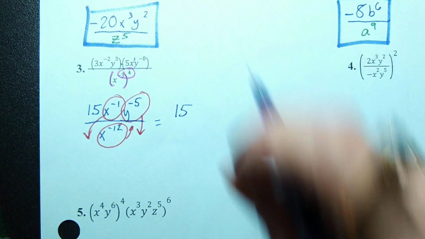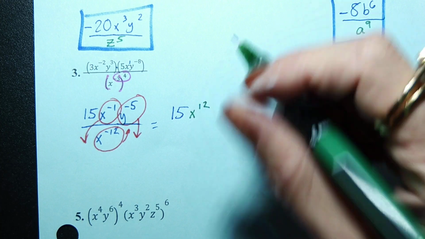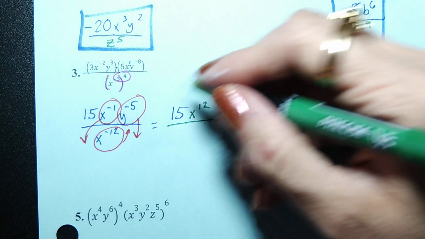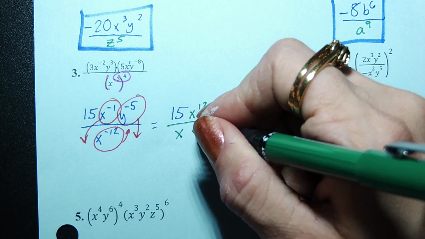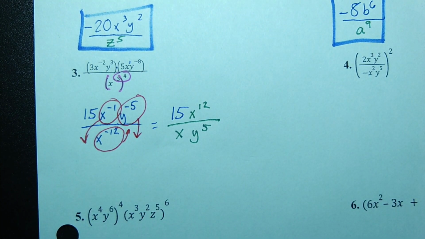So 15, who's on top? x to the 12th, that one from the bottom. And then on the bottom, we now have x to the first, or just x, and then y to the 5th. Are we done? Yes. We're close, but there's one other thing that we can do.